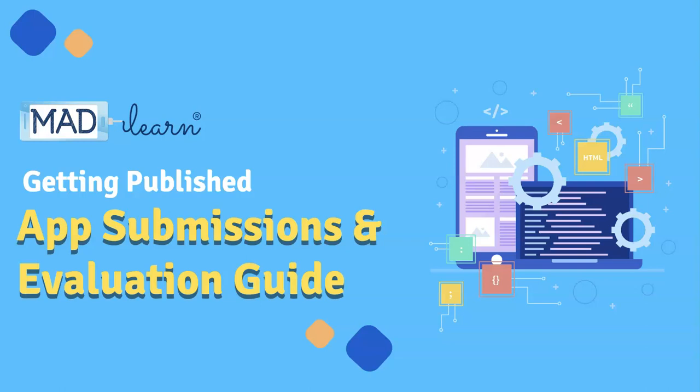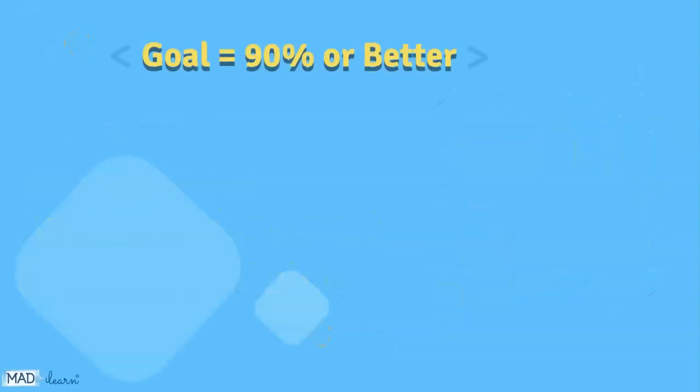Here is a complete guide to evaluating your app and submitting it for full publication to MadStore. For an app to be eligible for full publication, it must meet at least 90% of the criteria detailed in the test module.